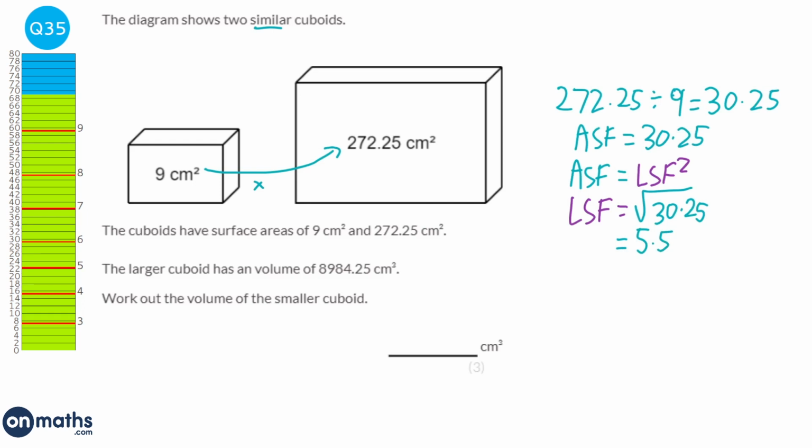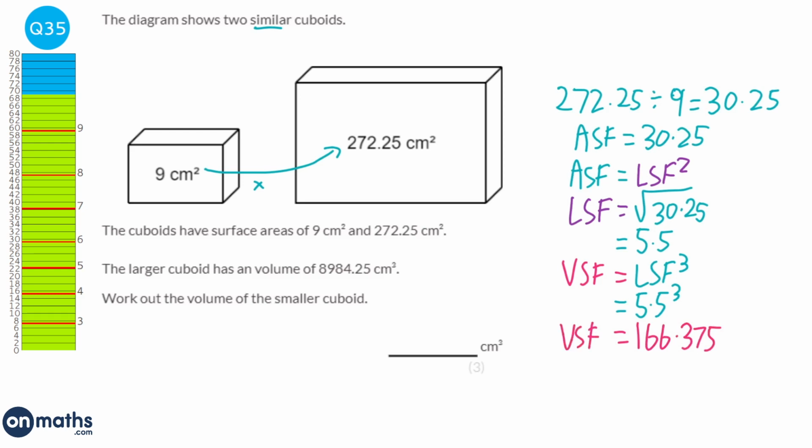Now, we know that the volume scale factor is equal to the linear scale factor cubed, because there's 3 dimensions. So we know it's going to equal 5.5 cubed. And so the volume scale factor is going to be 166.375. Okay, so that's the volume scale factor.